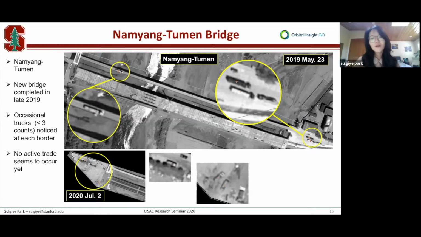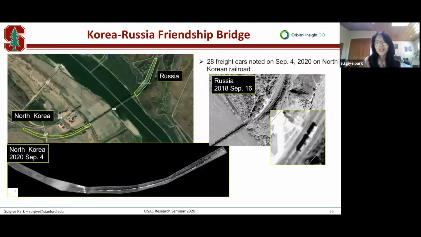We also looked at the rail cars over the Korea-Russia Friendship Bridge. And most notably, we saw a line of rail cars on September 4th of 2020. That's 28 pretty large freight cars on the railroad on the North Korean side. And given that there's nothing else, this signifies railcar movements between North Korea and Russia, even during the COVID-19 border shutdown.